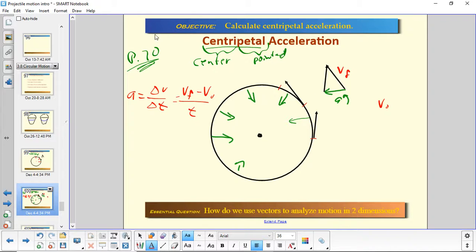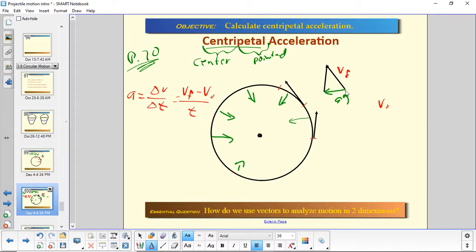Now, this is all described on page 70, and I do recommend that you look at it, but here's the short version. Acceleration is defined as a change in velocity. A change in velocity is defined as the final value minus the initial value. This is the final value, this vector here. That's the final value. This is the initial value. That's this vector here. And if you subtract the initial vector from the final vector, this is what you get. That's the change in velocity, which by definition is the acceleration.